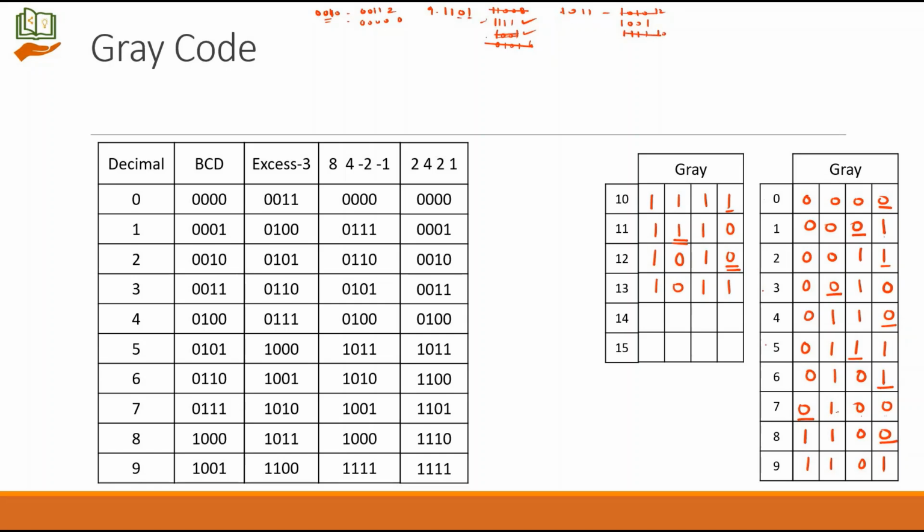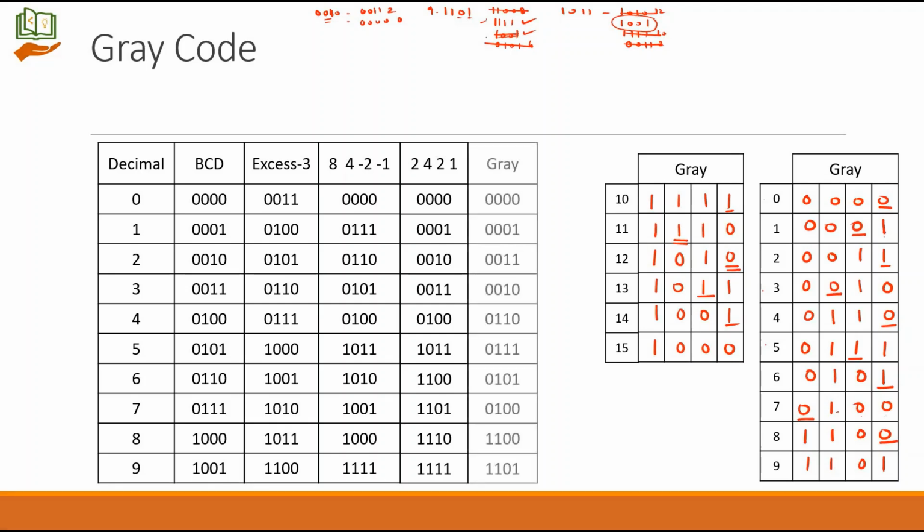Let's change the first bit: 0011. This is already used in 2. So the only option available here is 1001. So let's take 1001. And now how can you change this? I can change the final bit again because so far I have not allocated this code. So let's list out the gray code here.